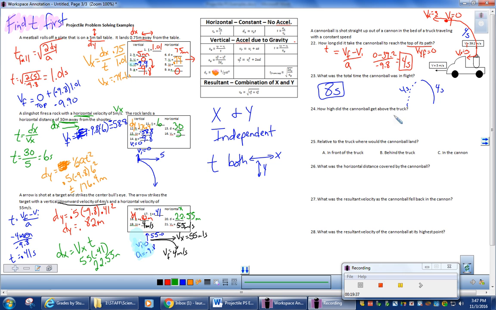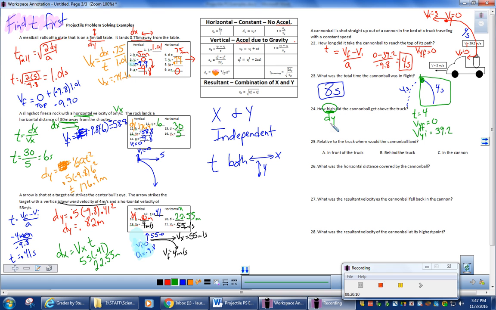How high did the cannonball get? Well, the highest point is going to occur in that first 4-second mark. So my time is 4 seconds. I know my y velocity at the top is 0. I know my y velocity that it started with was 39.2. And I'm using the y velocities because height is a y distance. So remember, I can't use any information from the x-axis to solve for the y.